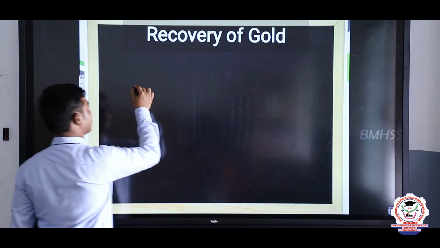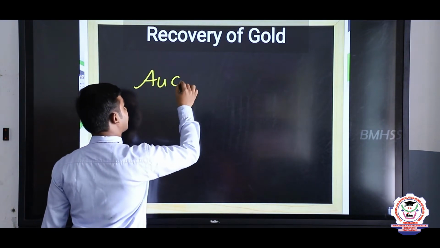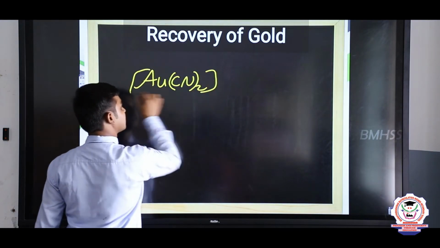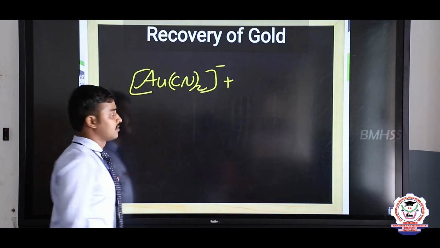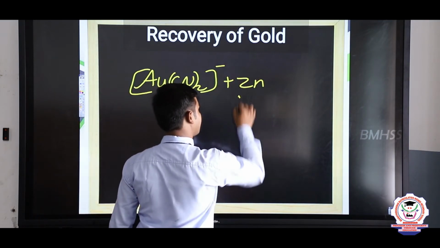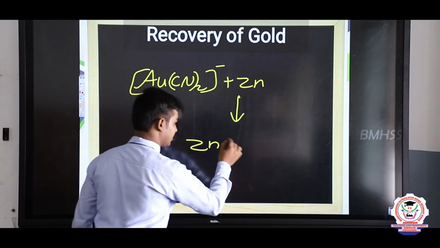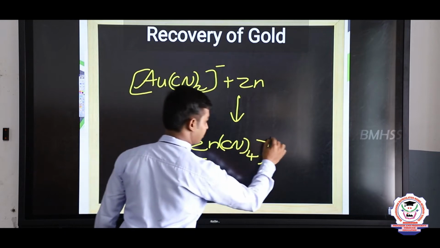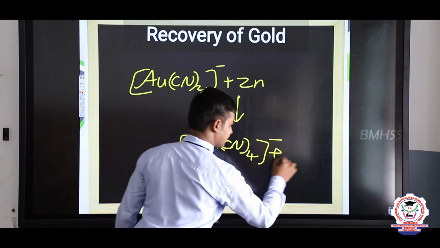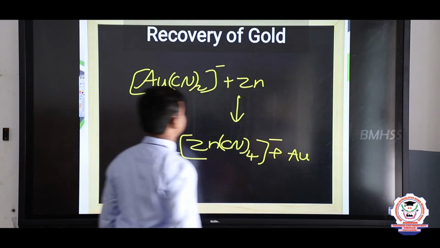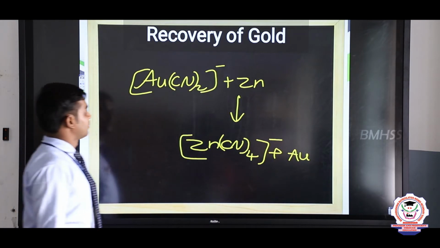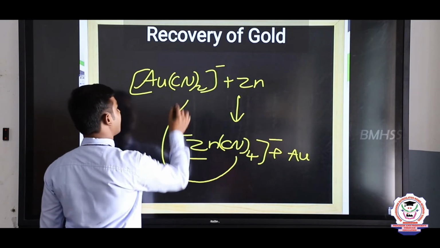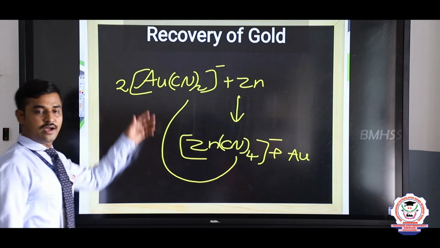At first, the final product of the gold reaction is Au(CN)2 minus. The zinc metal helps us to remove the cyanide ion by forming zinc cyanide, Zn(CN)4 2 minus, and finally the gold is obtained alone. This is the reaction. In this reaction we can see that 4 cyanide ions are recovered on the right side. So I write 2 before the auric cyanide.